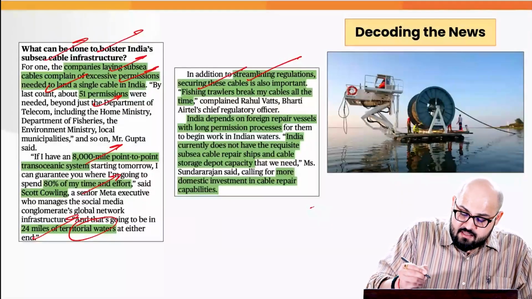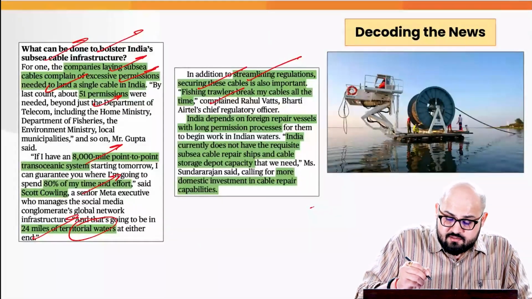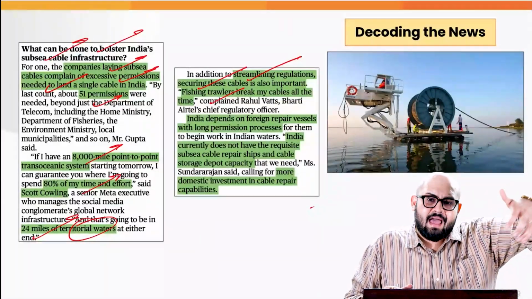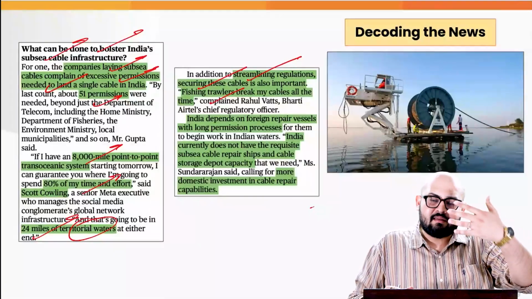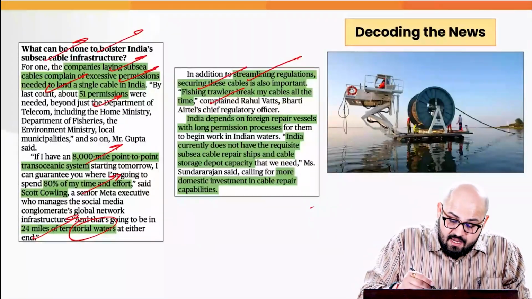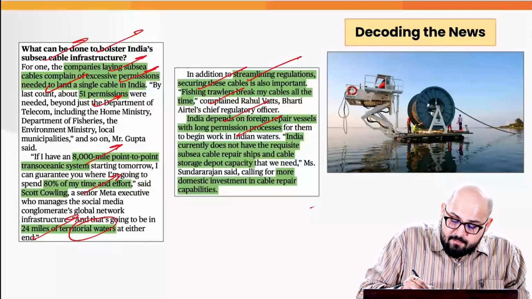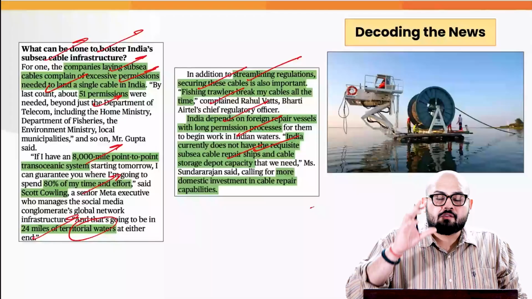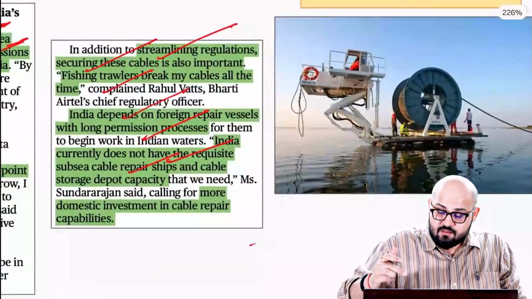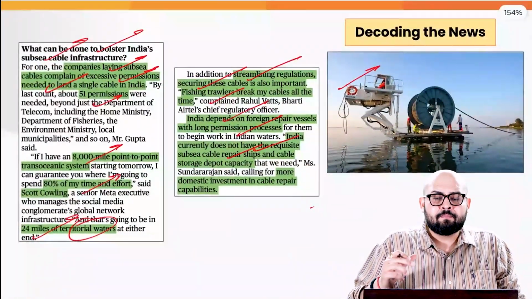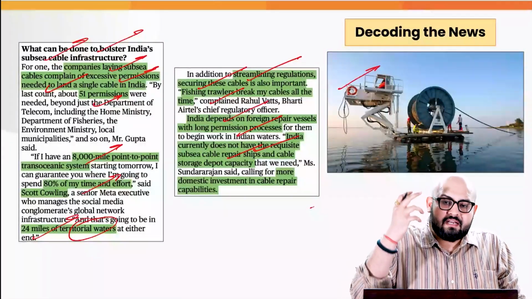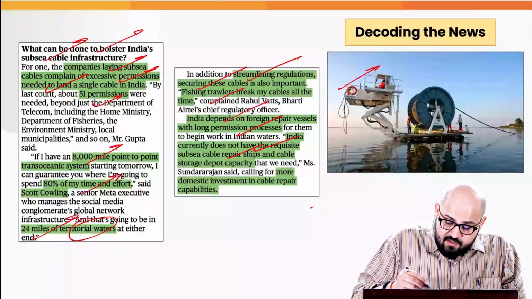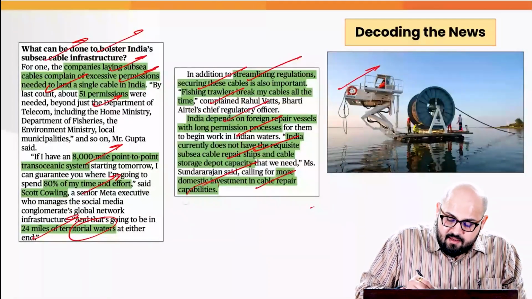Streamlining regulations and securing these cables is also important. Fishing trawlers break cables all the time. They use these trawlers, and accidentally they cut these cables, ultimately hampering the digital connectivity. India depends on foreign repair vessels with long permission processes. India currently does not have the requisite subsea cable repair ships. So these are specific ships. These equipments are needed and they're technologically very advanced. India does not have the requisite number of these ships. And storage depot capacity and more domestic investment in cable repair is needed, right?